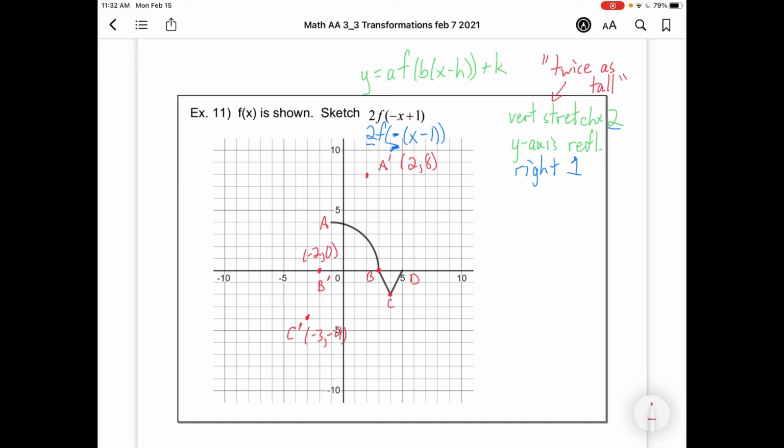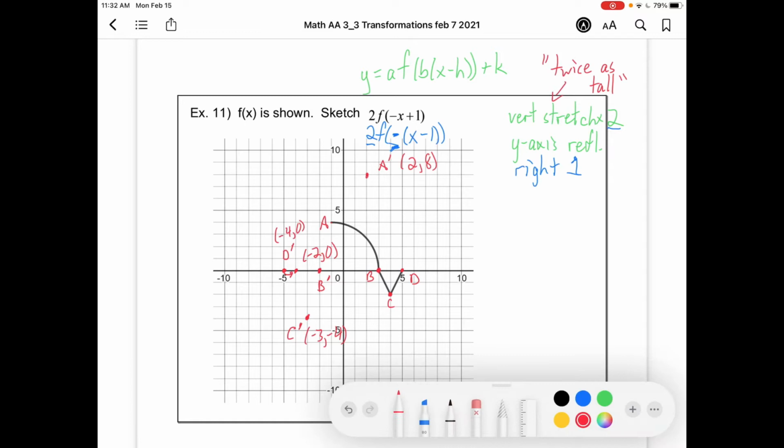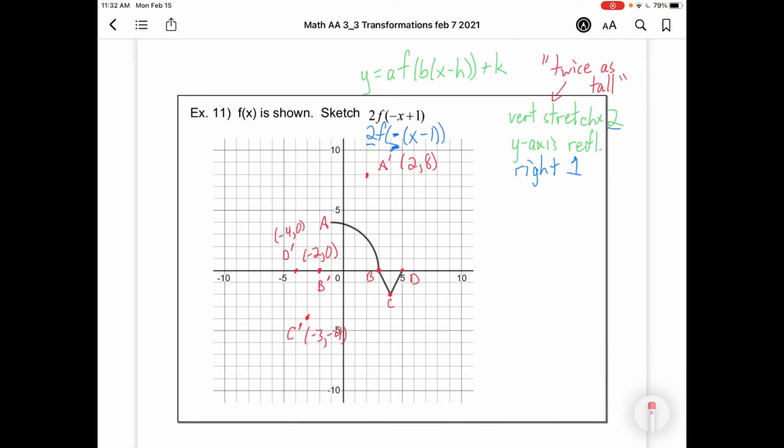And lastly, let's do D. So again, vertical stretch on this one's not going to do anything because it has a height or a y value of 0. Y-axis reflection, it was 5 to the right. Now it's going to be 5 to the left to the y-axis, and move it to the right 1. There's D prime. And the coordinates of D prime are -4, 0. I'll get rid of the dots that I made on the way, and now I'm going to connect. I'm going to try and do that well.